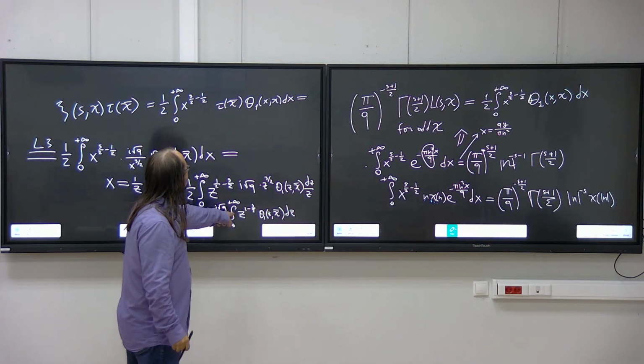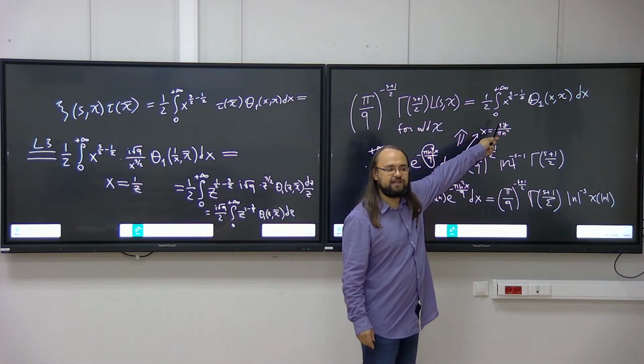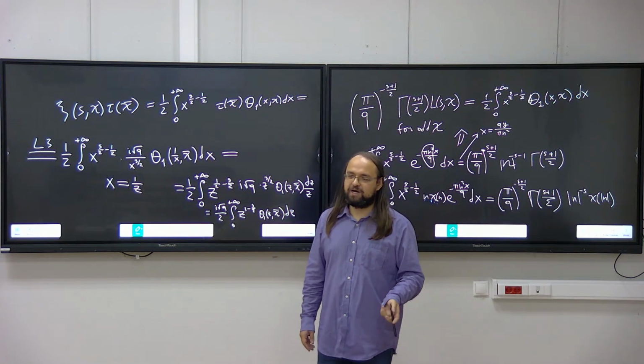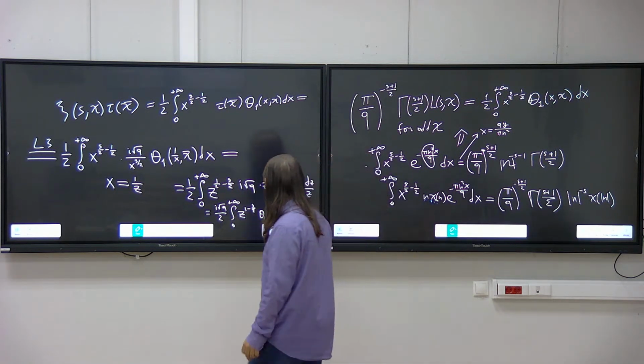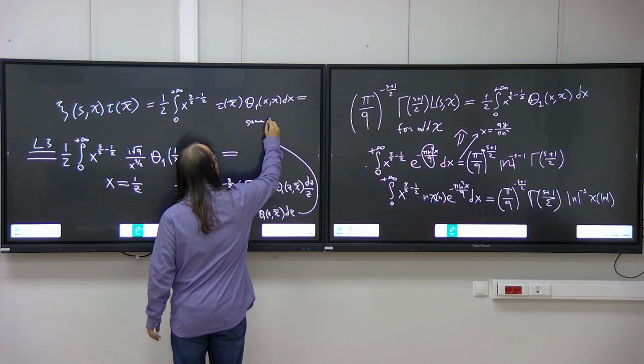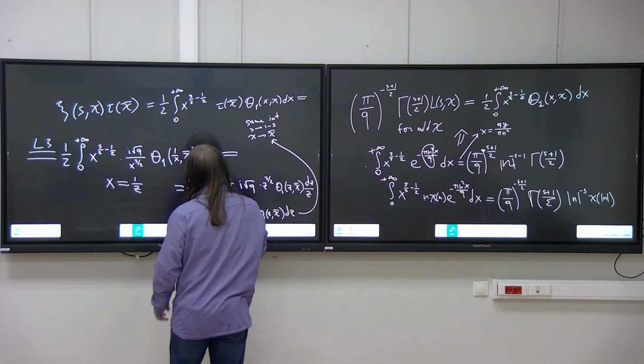And this is the same integral as here, but for chi replaced by chi bar and s replaced by 1 minus s. So same integral, s replaced by 1 minus s, and chi is replaced by chi bar.